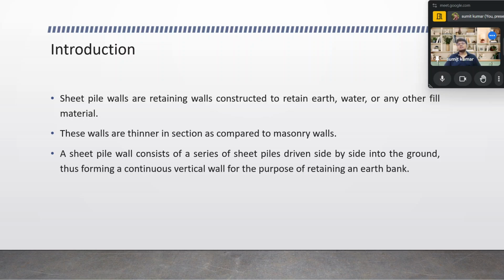Okay, so these walls are thinner in section compared to a masonry wall. Obviously, in masonry when we construct with brick, it is 10 into 5 into 5, so a minimum of 5 inches of thickness is there. That is not the case over here. A sheet pile wall consists of a series of sheet piles driven side by side into the ground, thus forming a continuous vertical wall for the purpose of retaining the earth bank.